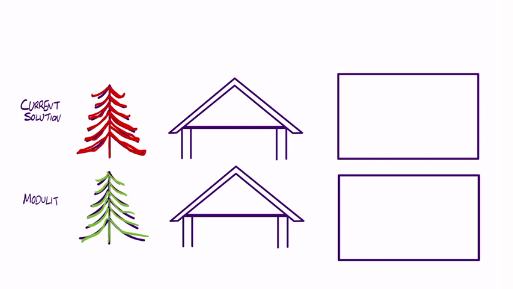For example, if a section of light goes out, in the current solution you have to remove the entire string or find the light bulb that is actually broken. With our solution, you just take out the module and replace it.